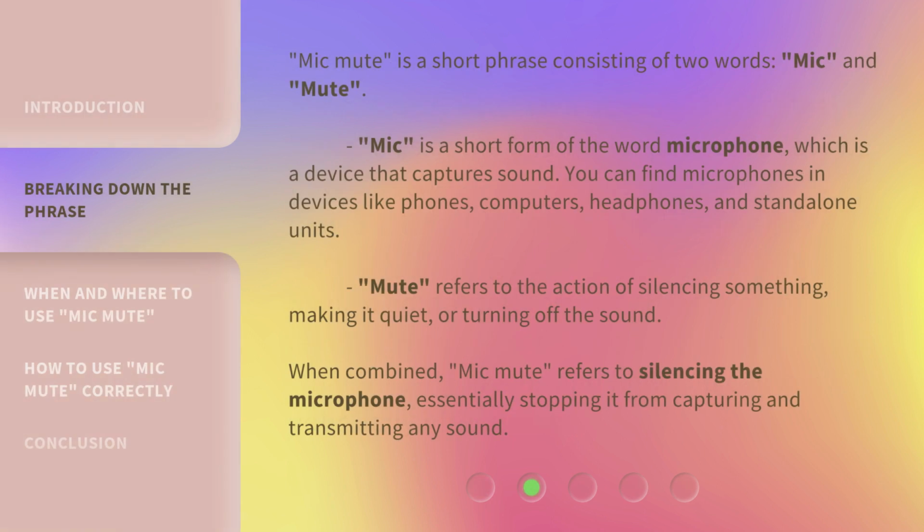Mic mute is a short phrase consisting of two words, mic and mute. Mic is a short form of the word microphone, which is a device that captures sound. You can find microphones in devices like phones, computers, headphones, and standalone units. Mute refers to the action of silencing something, making it quiet, or turning off the sound. When combined, mic mute refers to silencing the microphone, essentially stopping it from capturing and transmitting any sound.